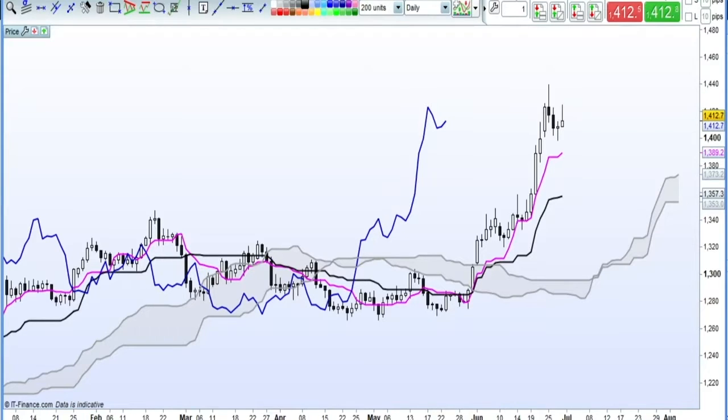But if you were to close below the red line, at that point, you'd start reducing that long position. Okay, so that's an alert. One step at a time. A small change of strategy.